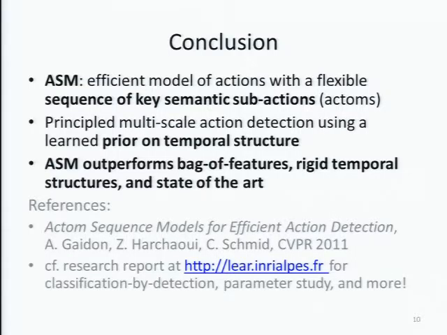Also, we saw that the sliding central frame approach is a principled way to do multi-scale detection using this prior and temporal structure. And in our experiments, we show it outperforms a bag of features, the rigid temporal structured extensions of bag of features, and state-of-the-art methods, including those using tracking. We don't use a tracker here, but we could use it to boost performance.